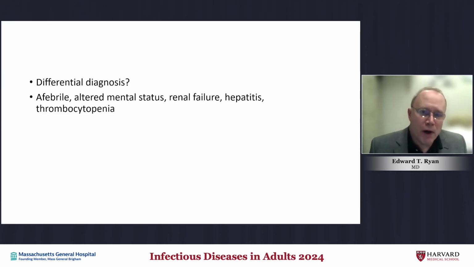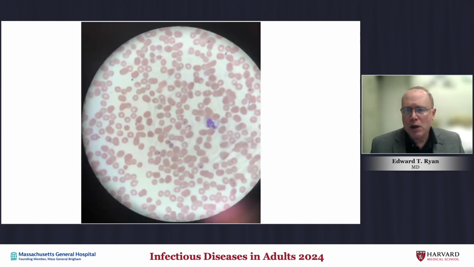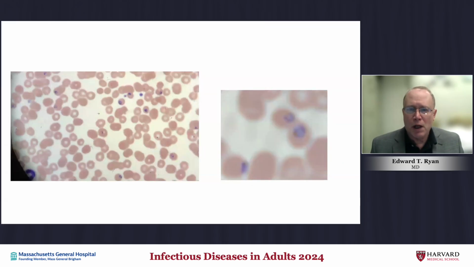And granted, she was afebrile, but they thought perhaps this was TTP, or thrombotic thrombocytopenic purpura, although there's usually fever with that. So they consulted hematology, and hematology did a peripheral smear in the emergency room. And here's a microscope analysis of that, and I think you can see on some of the red blood cells some blue things inside of them.